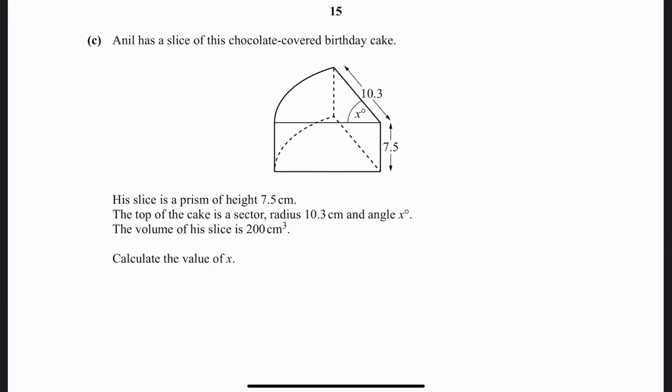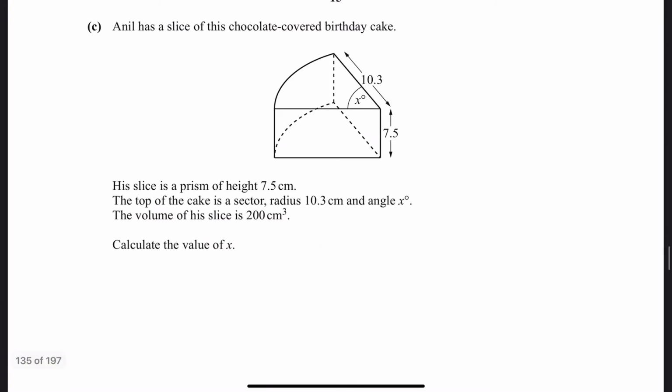Says Anil has a slice of birthday cake. His slice is a prism of height 7.5. The top of the cake is a sector, radius this, and angle x. The volume of a slice is 200 centimeter cube. Calculate the value of x.